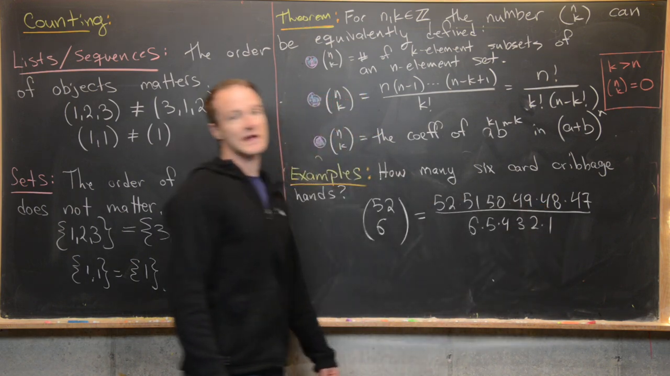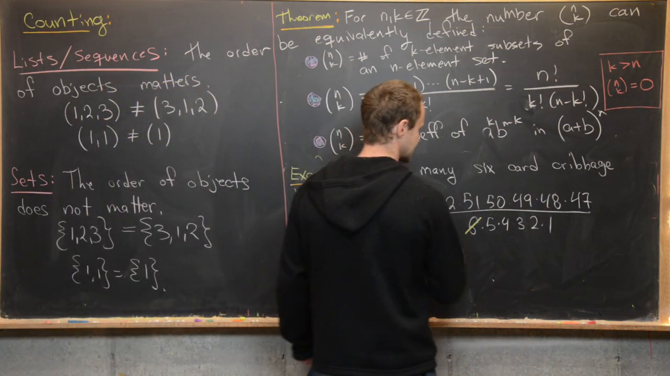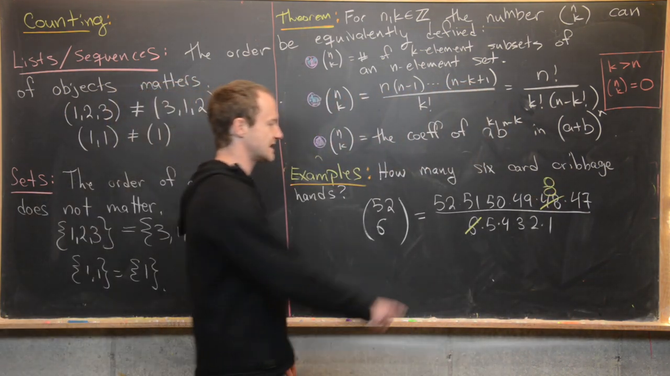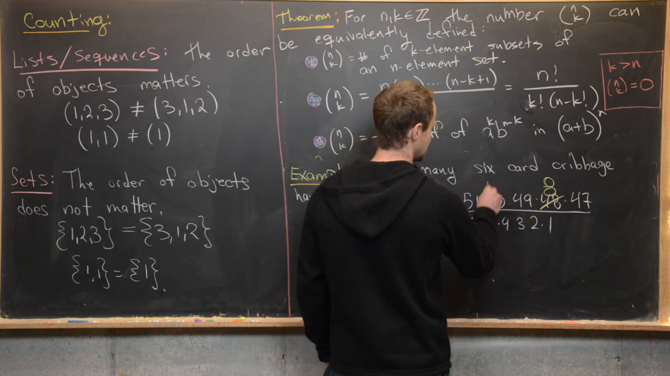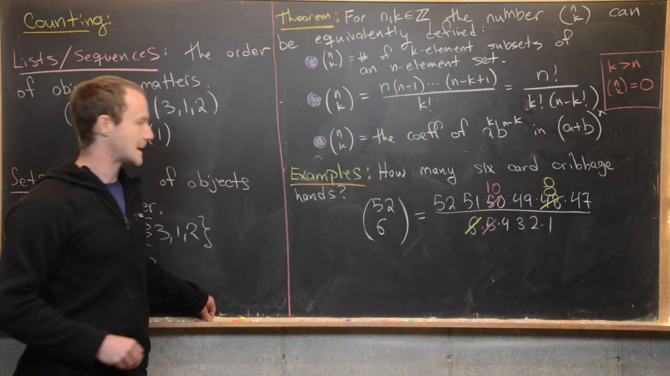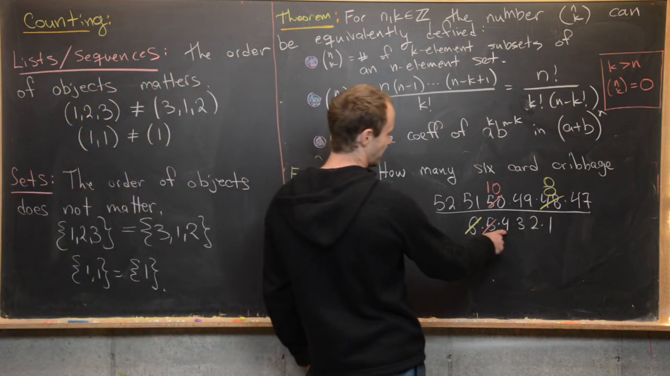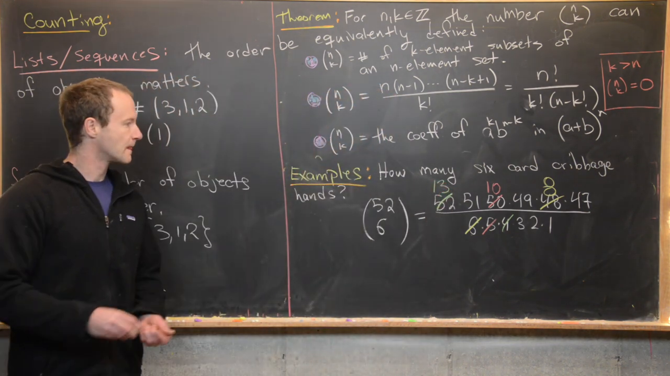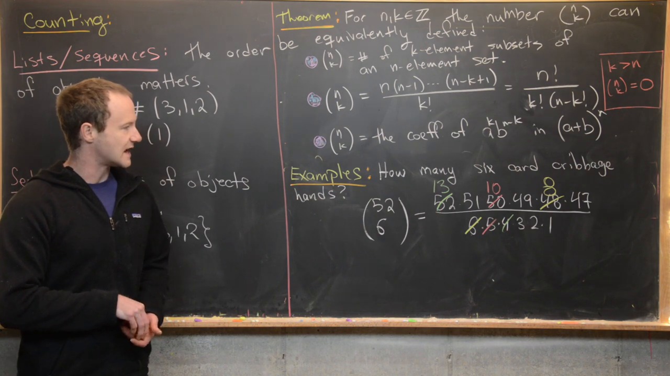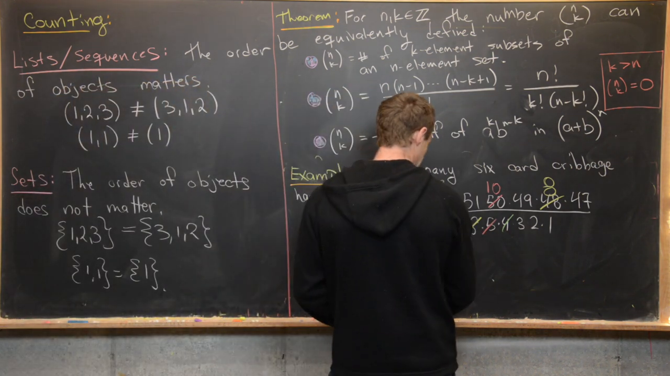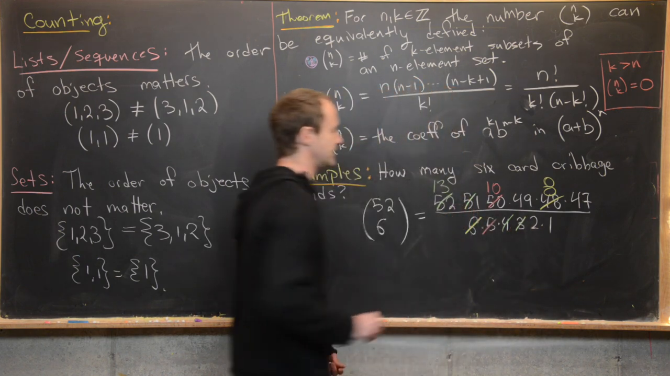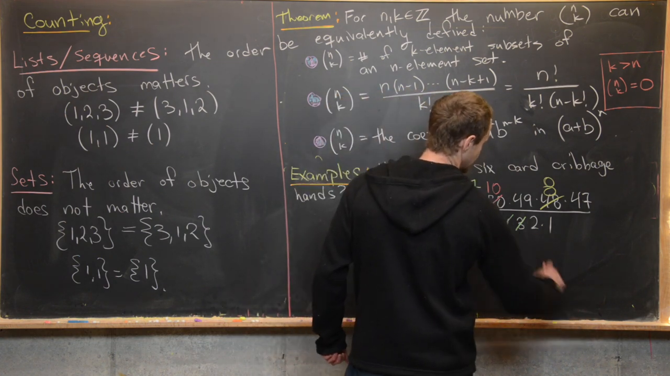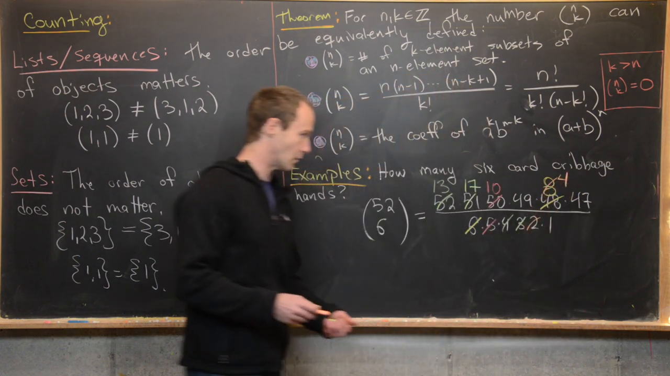So 6 divides into 48 8 times. So we can cancel this 6 and the 48 to give us 8 here. Okay, so that's nice. We can take this 5, cancel it with this 50, and give us 10 here. Okay, let's see. We can take this 4 and cancel this 52 to give us a 13. Okay, and then maybe we could take this 3 and cancel this 51, and let's see, that's gonna give us 17. And then finally, we could take this 2 and cancel this 8 down to a 4.